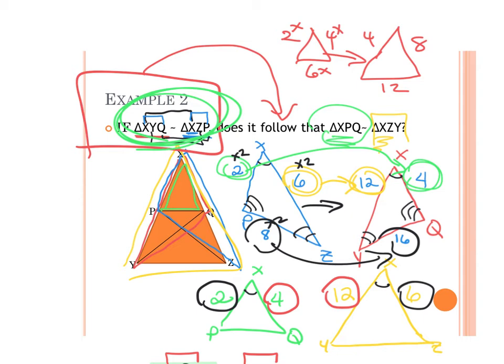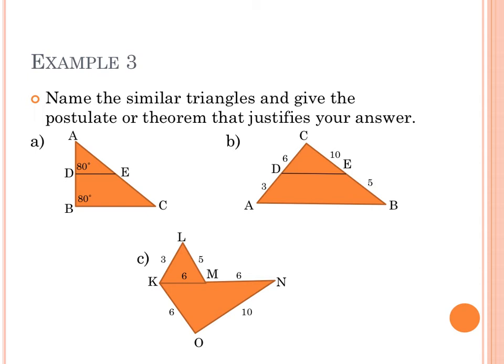All right, ready? Here we go. All right, so here it wants us to name the similar triangles and give the postulate or theorem that justifies your answer. Now, in our book, they're all theorems, so we don't need the word postulate. Some textbooks call angle like a postulate. So every textbook's different. Just know that there's either an angle postulate or theorem. For our purposes, they're all theorems.